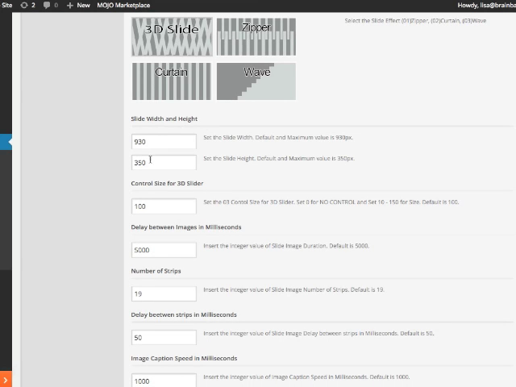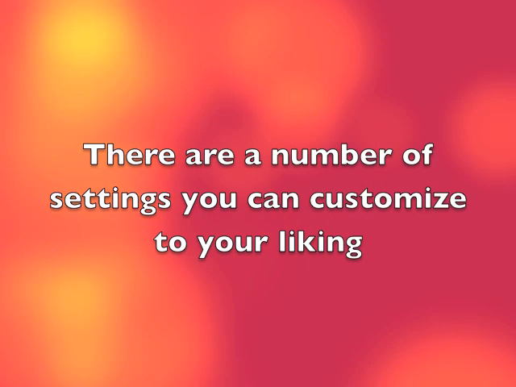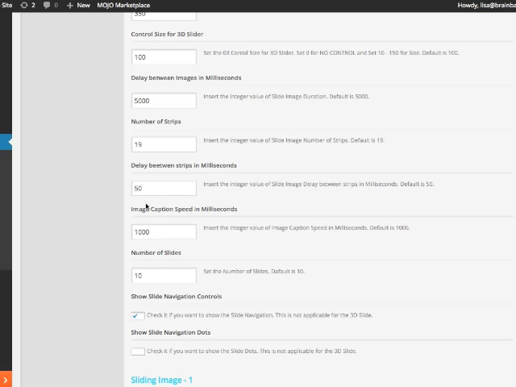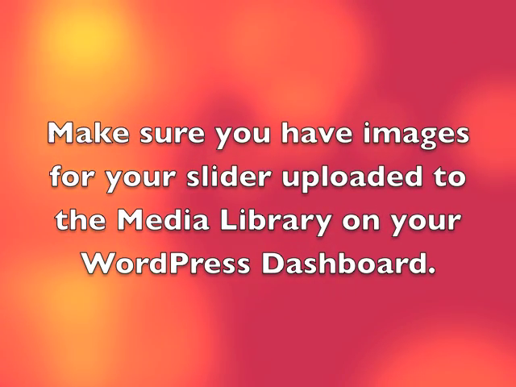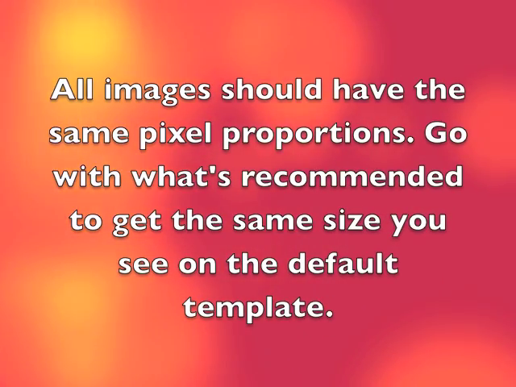In order to get the 3D slider to show your images, there are a few extra steps you'll have to take, and I'll be teaching that to you in this tutorial. You want to make sure that your slides are in the same proportion of pixels here. What's recommended is 930 by 350 pixels. There are a number of settings you can customize. We'll leave the settings as they are, but you can always change them as you'd like. There are quite a few parameters you can adjust. And make sure you have your images for the slider uploaded to the media library. And all images should have the same pixel proportions.